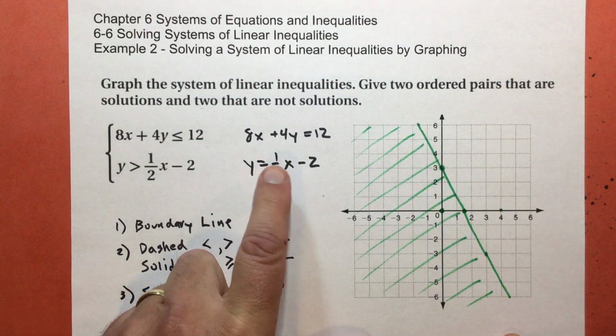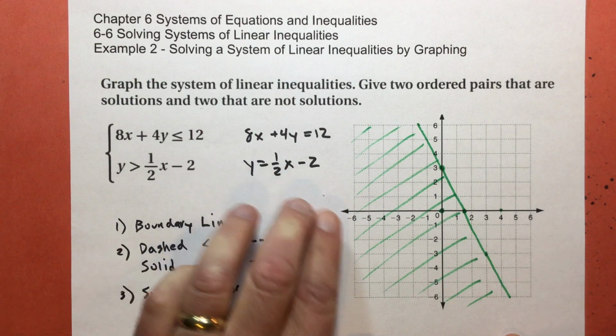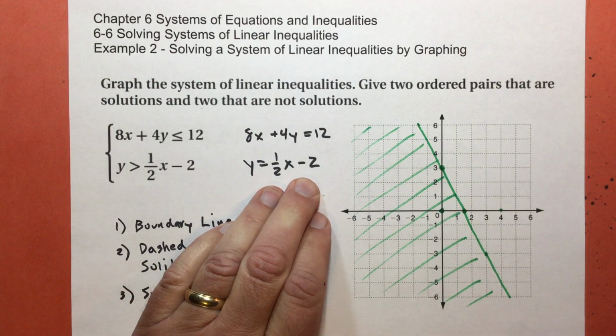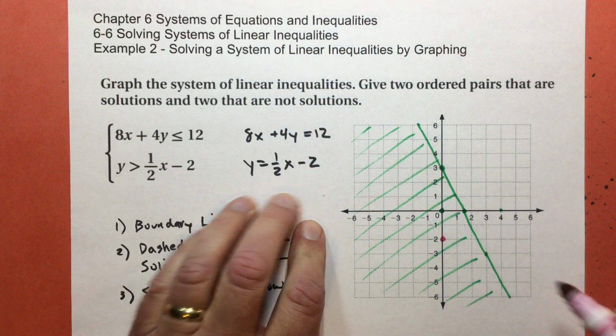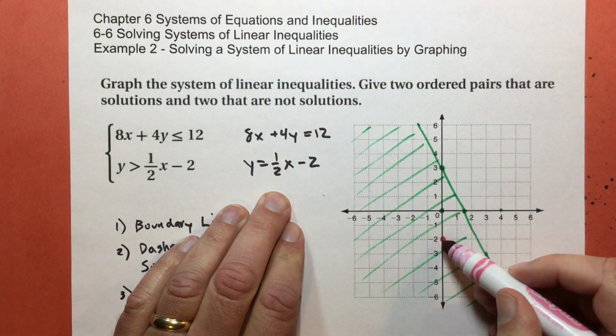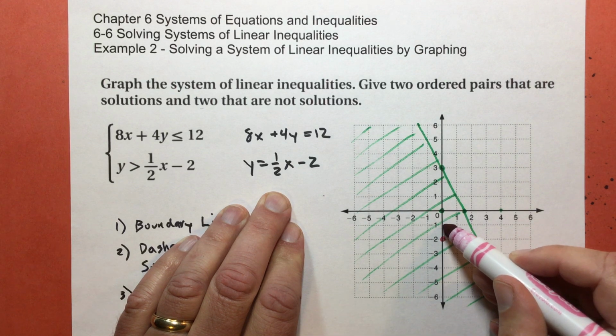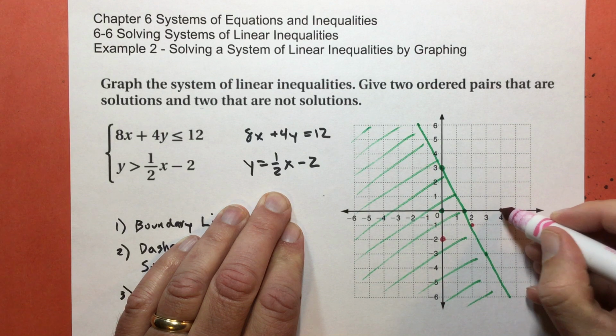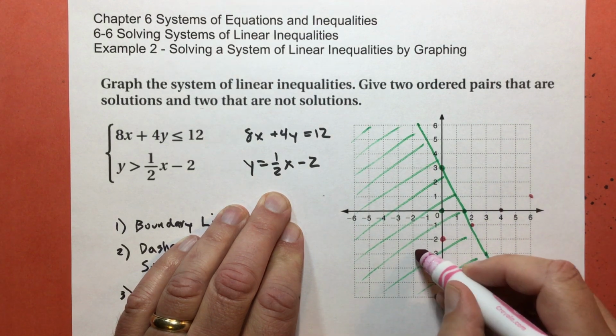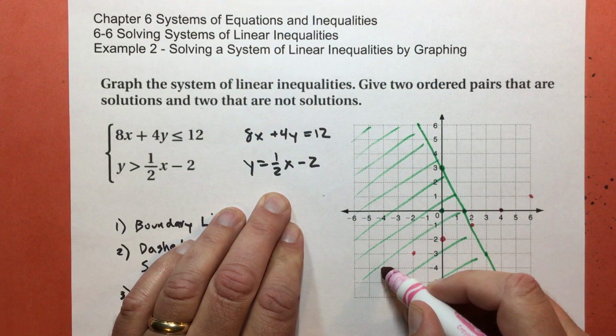Its boundary line is 1/2 x subtract 2. This is in slope-intercept form. The y-intercept is -2, which is right here. And my slope is 1/2. That tells me to go up 1 unit, and to the right 2. Go up 1, to the right 2. And go down 1 and left 2.